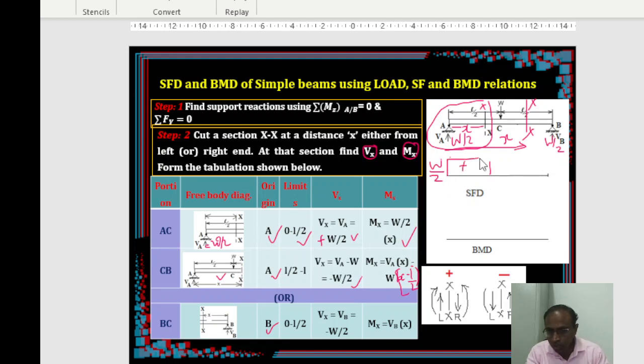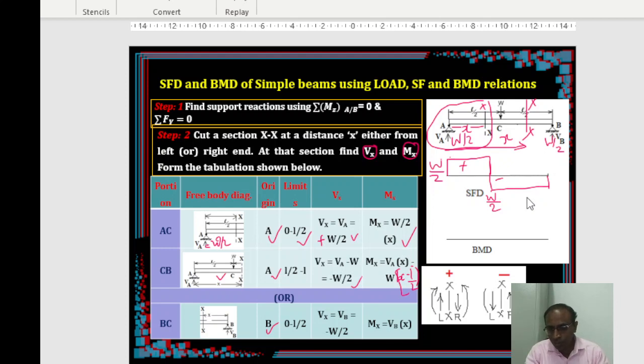From here to here it is a constant variation. Then in the next region, the CB region, it's going to be negative. That means it has to come down to the negative region, so minus W by T. And in this region, it is not varying with X. Whatever the upper limit or lower limit may be, the value remains the same. That means constant variation is going to be there. So this is going to be our value. This is the shear force diagram.